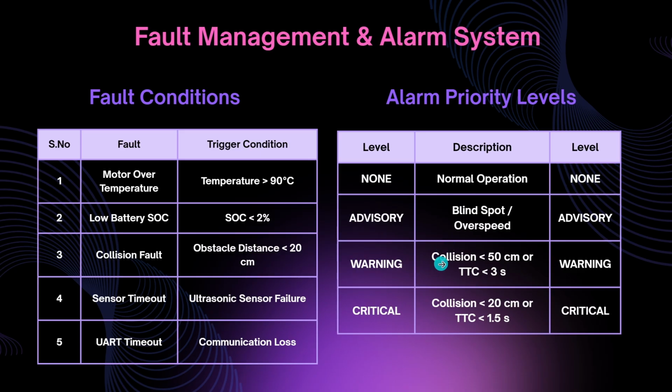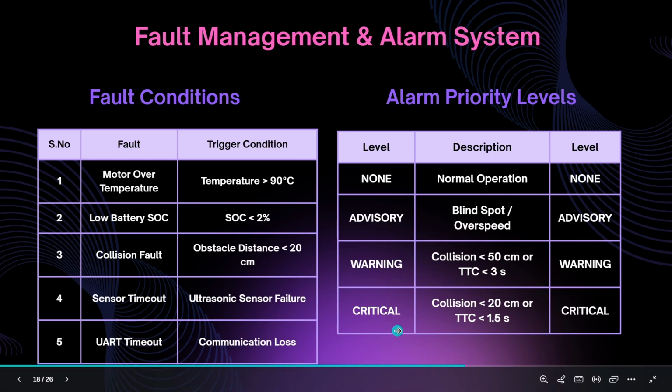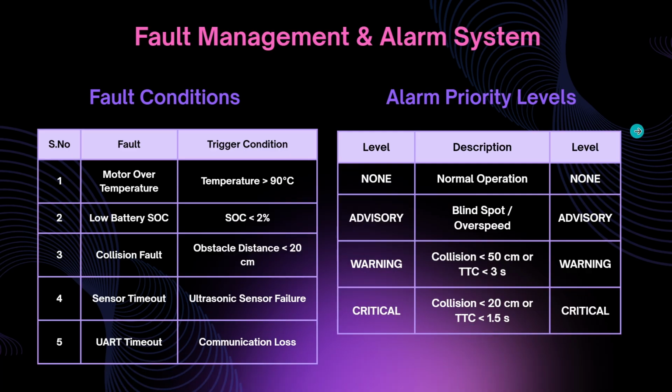3 seconds. Next, we have critical alarm, which triggers when the collision distance is below 20 centimeters or the time to collision is less than 1.5 seconds. This ensures that the driver receives the appropriate warning based on the severity of the situation. Now that we have seen how faults are managed, let's understand how the controller itself manages different operation modes using the finite state machines.